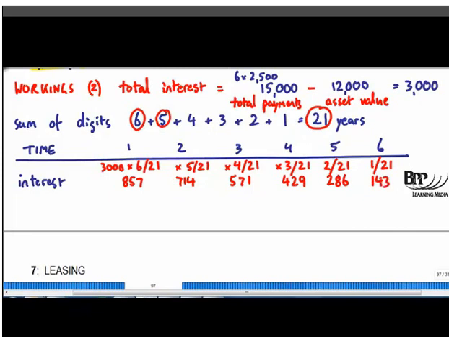And once I've got the interest payments, I can work out the tax relief, because the tax relief will be 30% of the interest payments. So 30% of 857 is 257, and 30% of the other numbers gives me the figures that are shown. And those are the numbers that go into the NPV, and then we're just going to sum the numbers together and do our normal discounting.